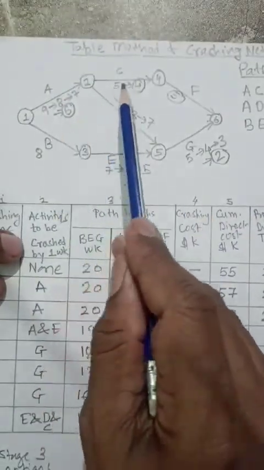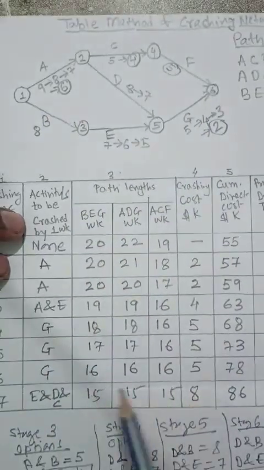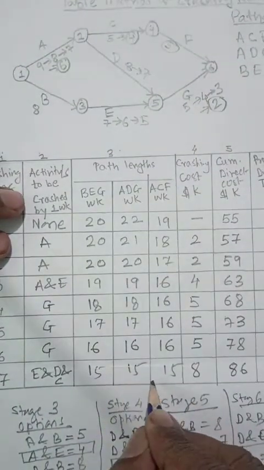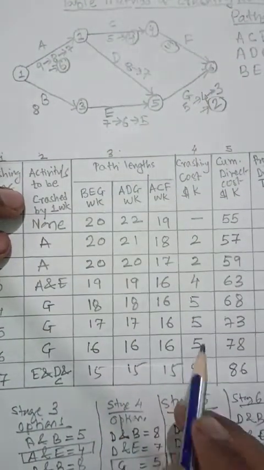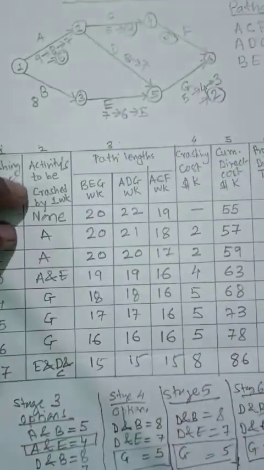So now if you look at this, you cannot get any combination which will involve all the 3 paths, and hence this is the last step. You cannot crash further, right? Because C has finished its limit. So this is the end.